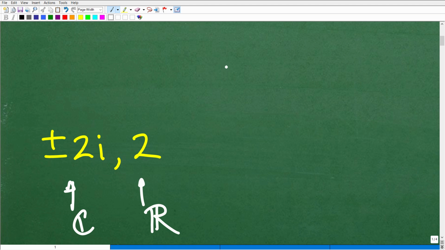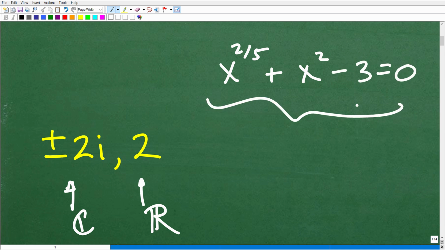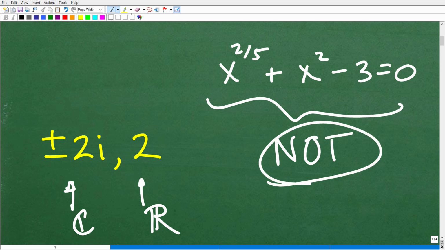So if I have x to the 2/5 plus x squared minus 3 equals 0, this is not a polynomial. Not, because this exponent up here is not a positive whole number. It's not an integer or positive integer, right? It's not 0, it's not 1, it's not 2. You've got this situation, so this is not a polynomial, which means you'd have to use other techniques.